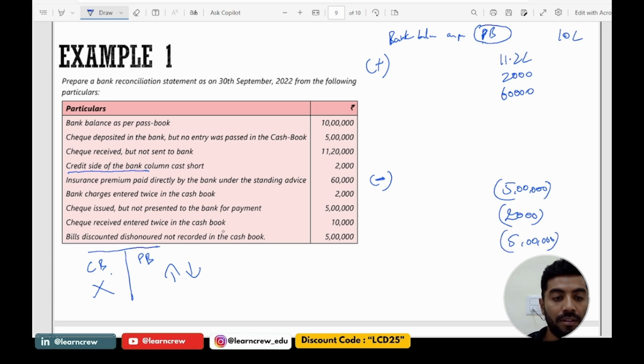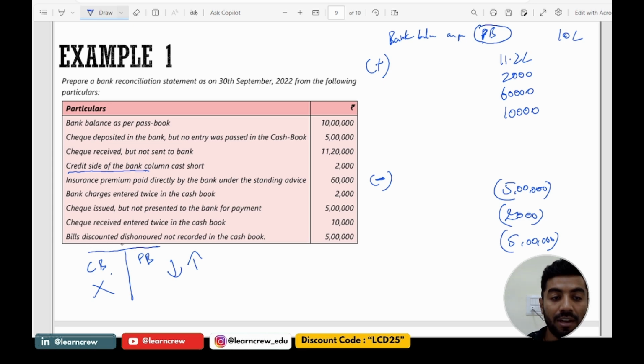Okay, next, check received entered twice in cash book. In the cash book, we are entering the deposit twice, which means the cash balance will be increased. Cash balance is high, passbook balance will be low. In order to make it equal, we'll have to increase this. Okay, so add 10,000.